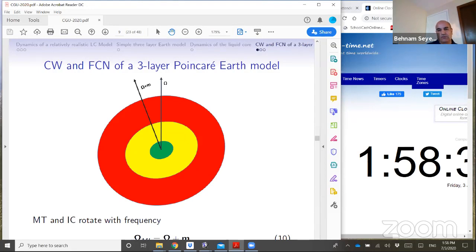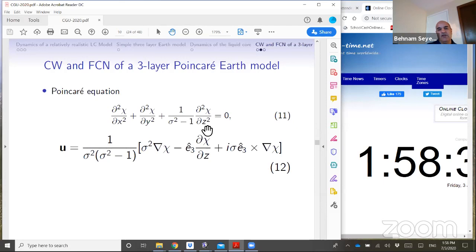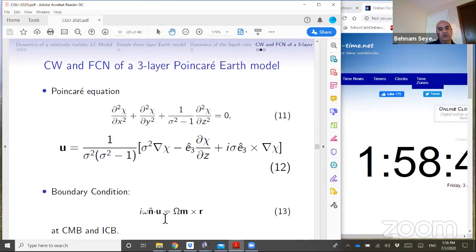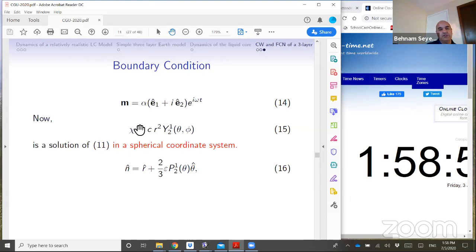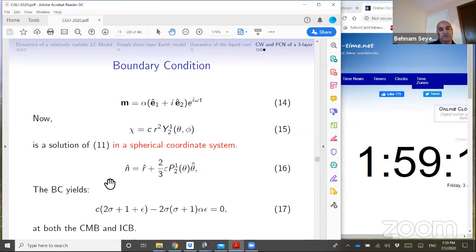And so you can see that now we have the same problem, except that the boundary condition becomes n dot U is equal to omega m cross R. Of course, we already defined m to be like so. If we apply the boundary conditions, now chi, the pressure, has a particular solution. We use this solution, and then we use the boundary condition, knowing that n, the normal to the boundary, is defined as such, we get a solution for the boundary condition.